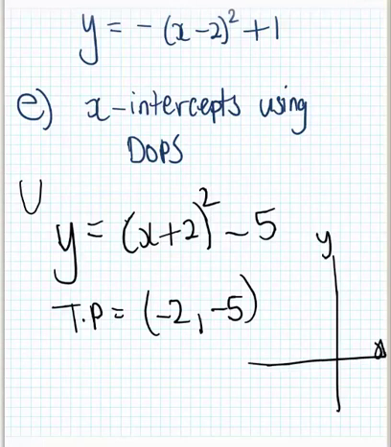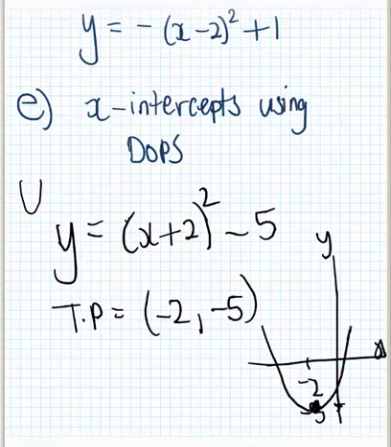X is negative 2, just say it's here. Y is negative 5, just there. And our turning point would be just over there. It's got a minimum turning point, so it's going up the hill, and up we go. And as a quick sketch, that's what our parabola will look like.